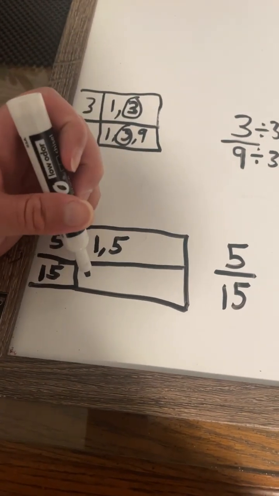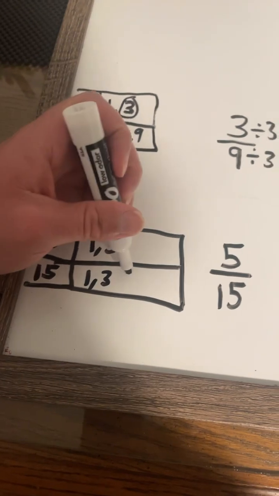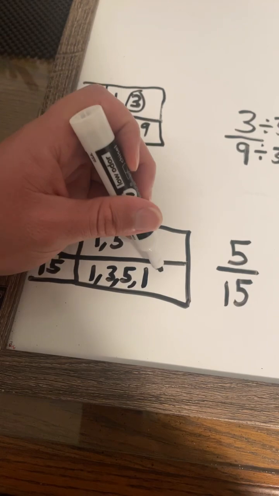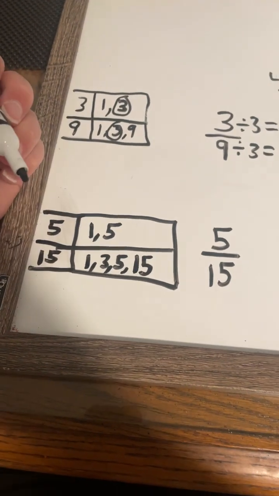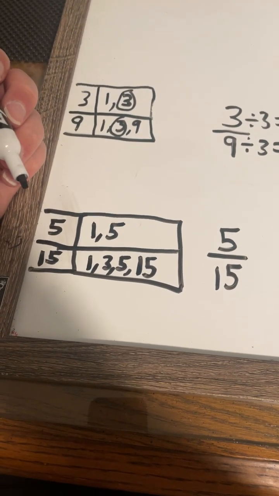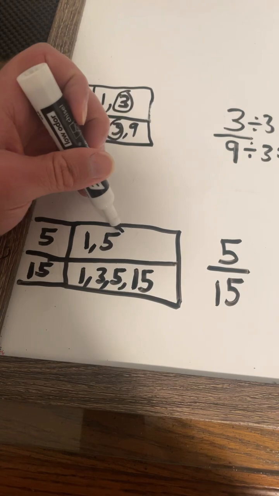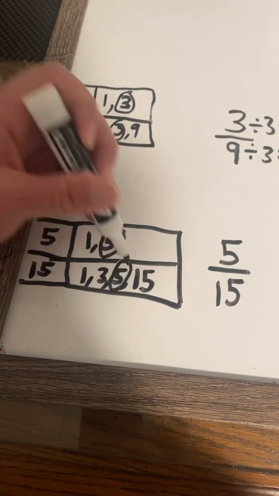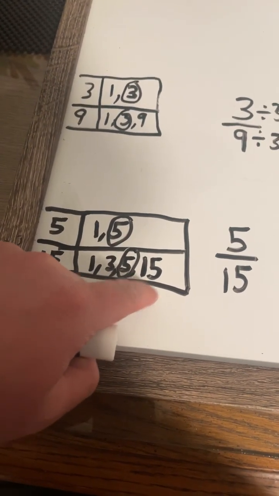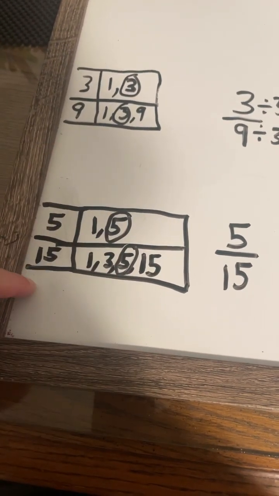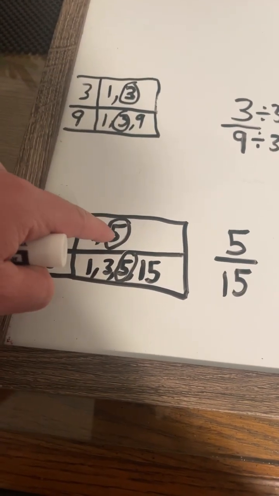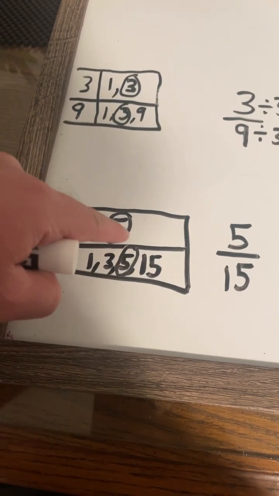15: 1, 3, 5, and 15. So the greatest common factor between 5 and 15 is 5. Mind you, the greatest factor overall here is 15, but 15 isn't a common factor between 5 and 15. 15 is a factor of itself, but 15 is not a factor of 5. So the greatest factor that both 5 and 15 have in common is 5.